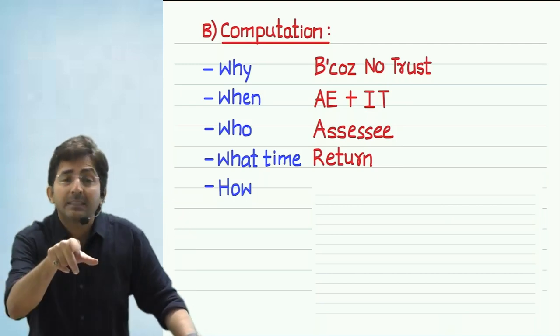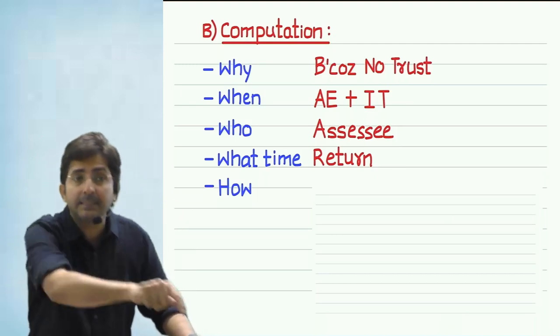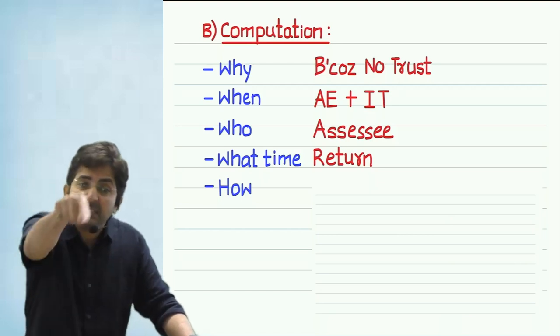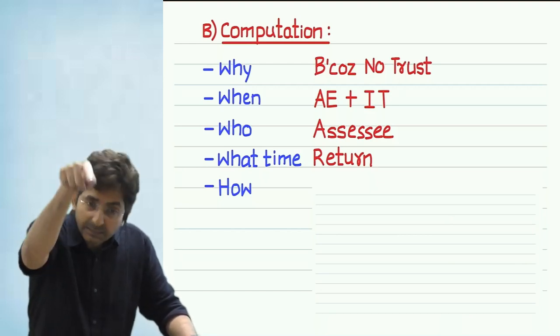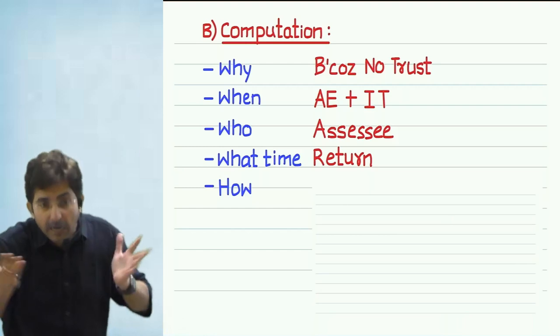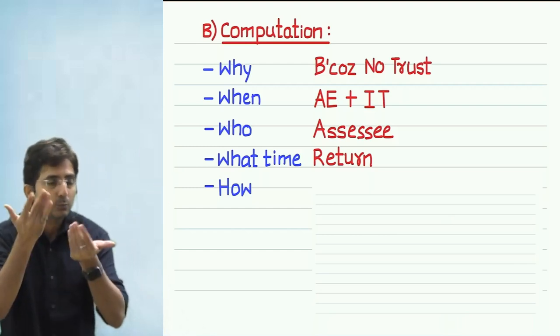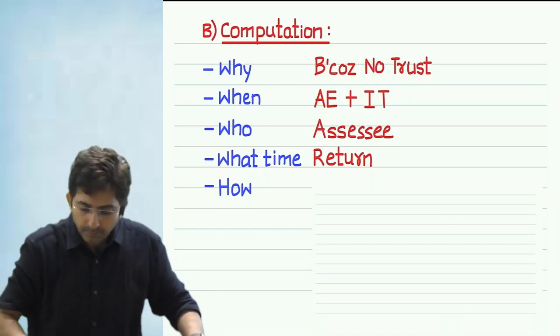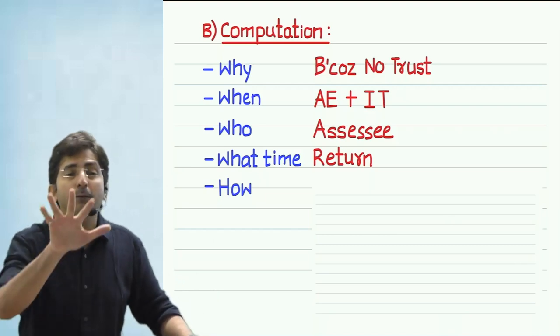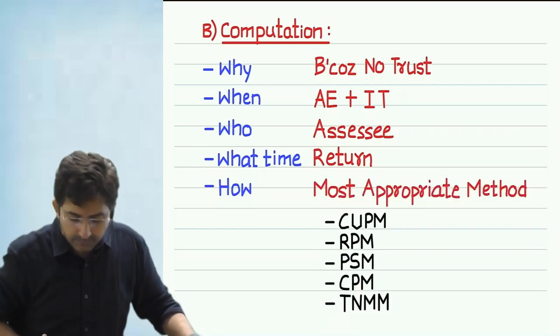And who will select the most appropriate method? The assessee. And in case the method he feels most appropriate, the department does not feel appropriate, it will give rise to a dispute. That's what I was discussing right now. Now comes the question: what are the 5 methods? Look at this.